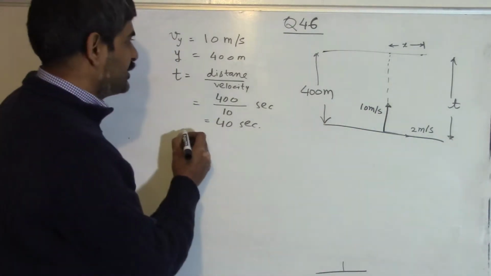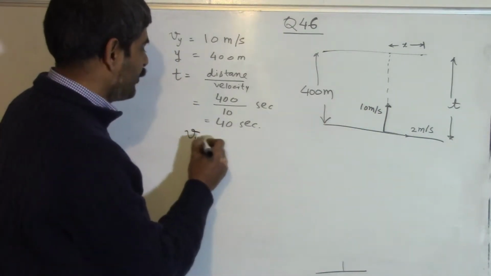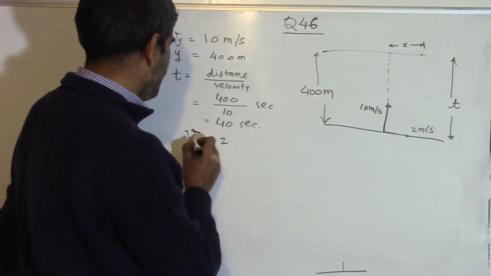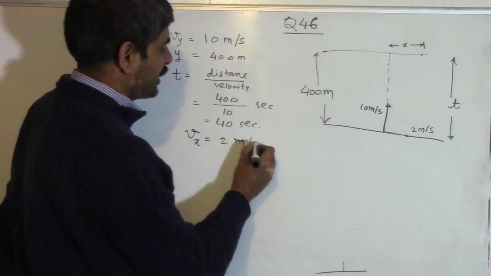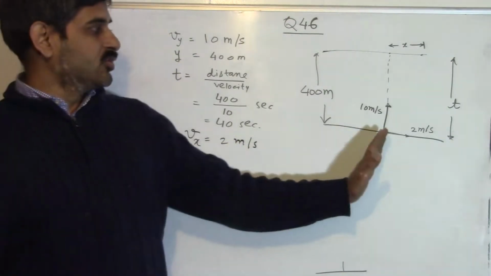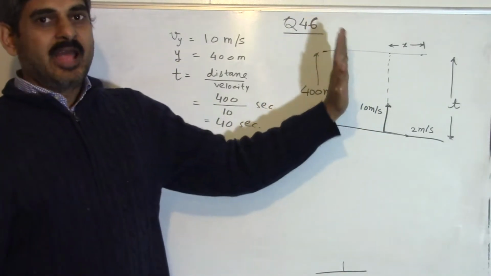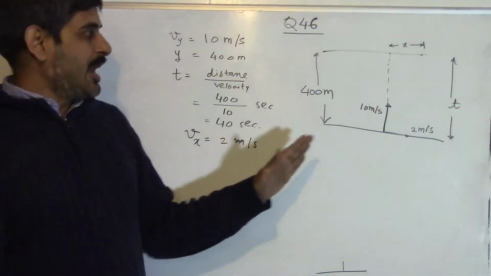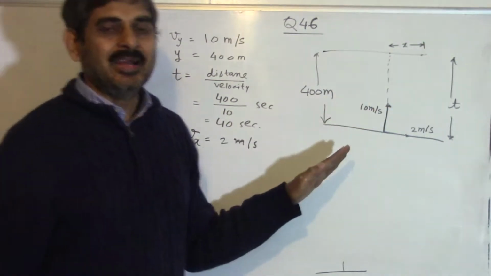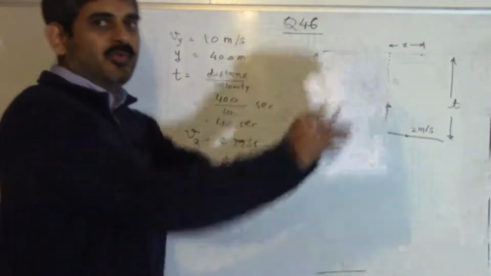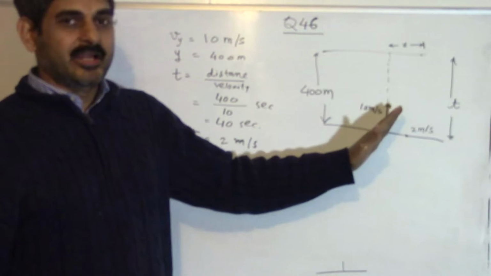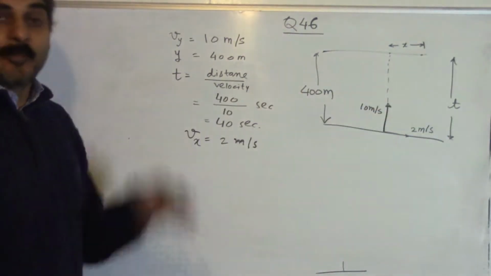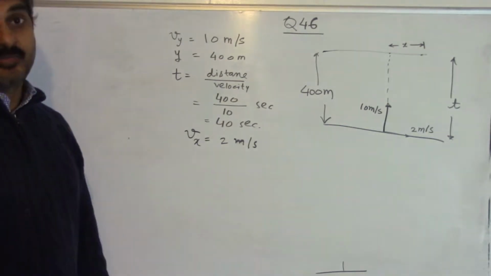So in the x-axis, let us say what is the velocity. The velocity, let us call it Vx, is 2 meter per second. The boat is trying to move only in the perpendicular direction and it has no component whatsoever in the x direction. But if I try to move deliberately in a certain angle direction, then I will have a component in the x-axis direction as well. But this is not the case here.